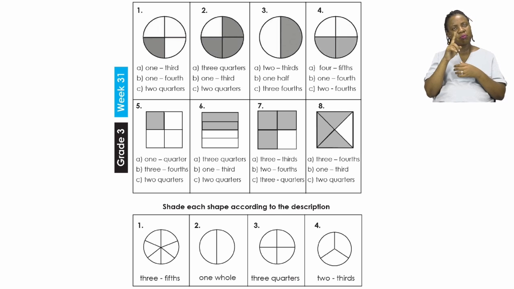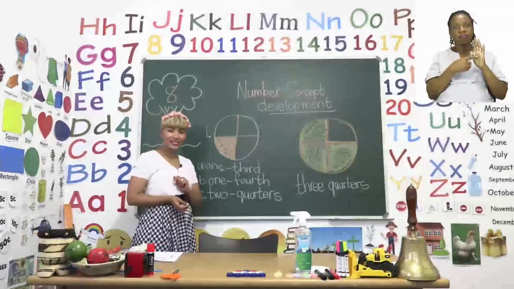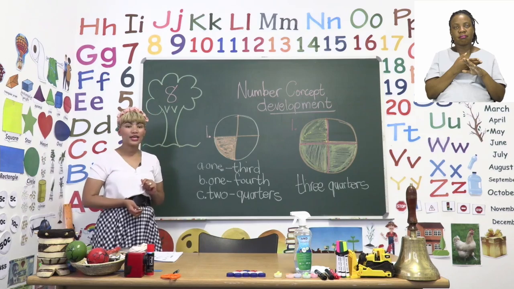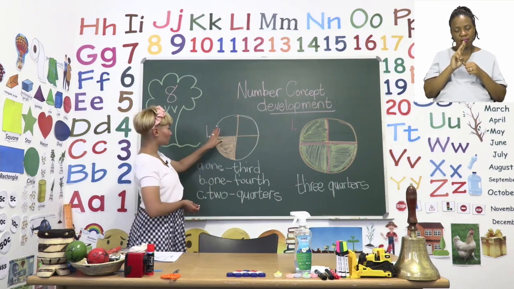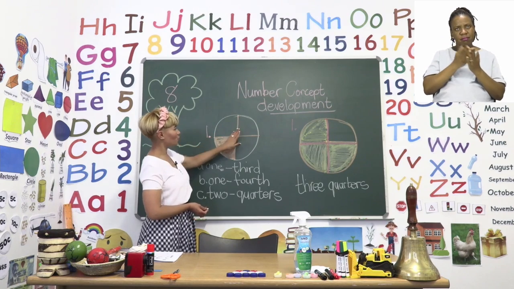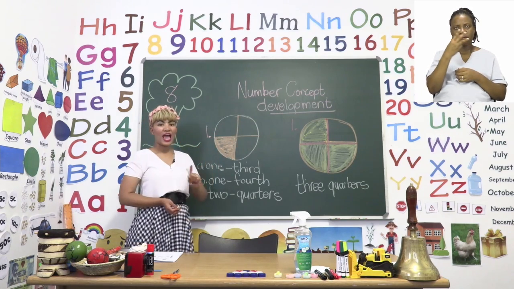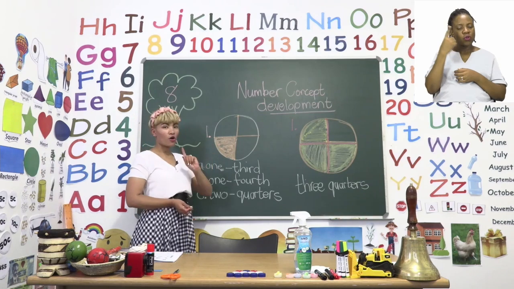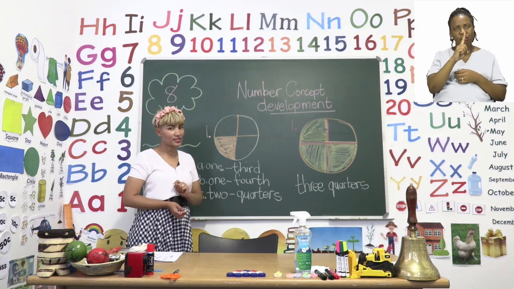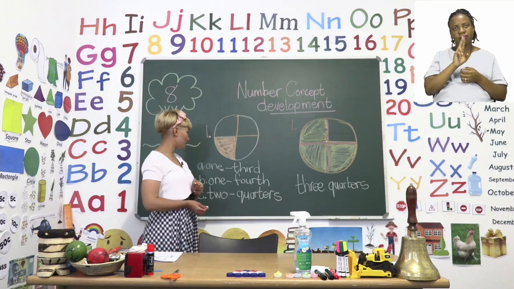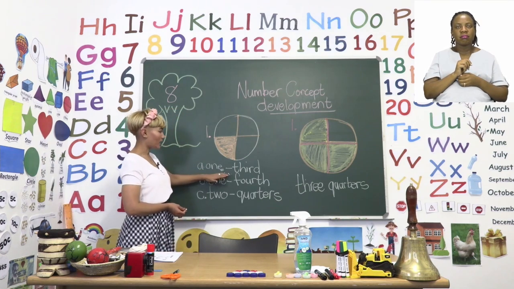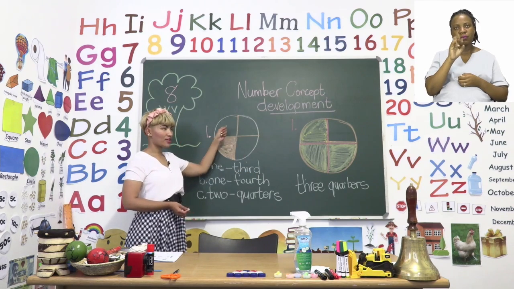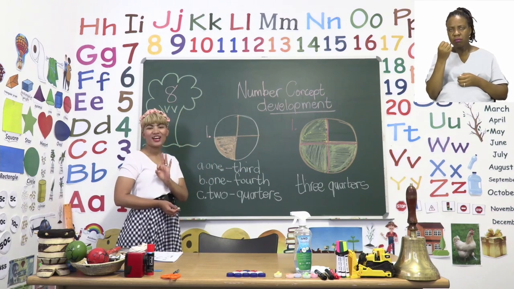Now I put number 1 on the board, so let's quickly see if we can find the right answer. Remember we said everyone that this circle is divided into 4 parts. Can you have a look? 1, 2, 3, 4. And only 1 of the 4 parts is shaded. Now let's quickly see the possible answers here. The one says 1/3. Do we have 3 parts in the circle?